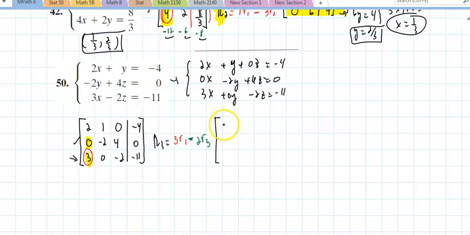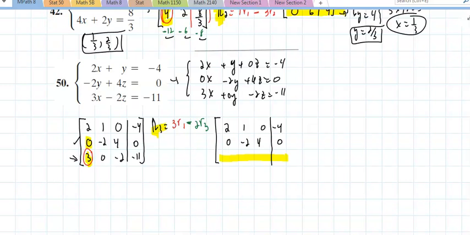I'll be looking at the first equation. I'm not changing it. The only thing that's changing is this row. Nothing else. If I multiply row 1 by 3, that becomes a 6, a 3, a 0, and a negative 12. If I multiply row 3 by a negative 2, that becomes a negative 6, a 0, a 4, and a 22. And if I add those, I'll get a 0, 3, 4, and a 10.